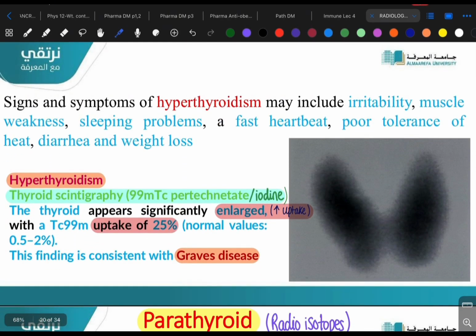Then we have hyperthyroidism, also known as Graves' disease. Here is just information about hyperthyroidism, not important for the radiology part. Let's see the radiology part. What do we use? What's the first imaging modality?